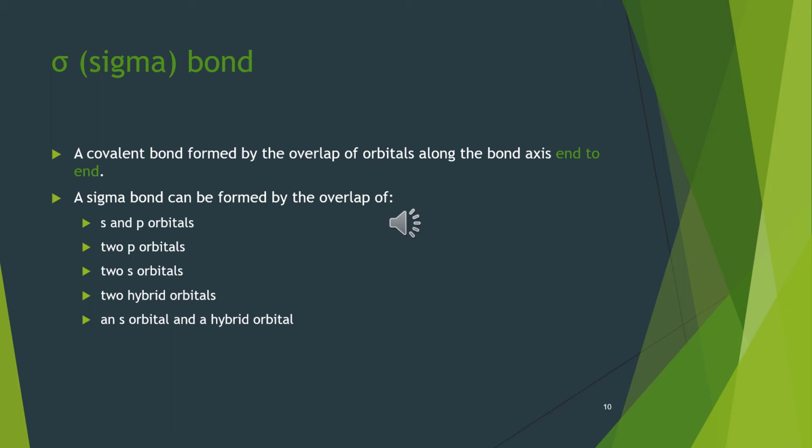Sigma bond. A covalent bond formed by the overlap of orbitals along the bond axis, end to end. And it can be formed by the overlap of s and p orbitals, two p orbitals, two s orbitals, two hybrid orbitals, and s orbital and a hybrid orbital.